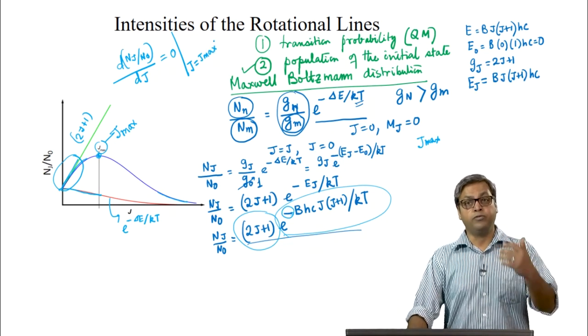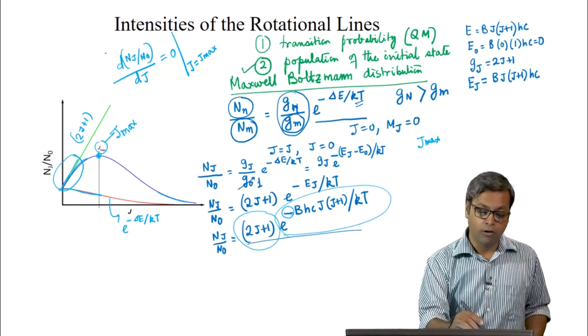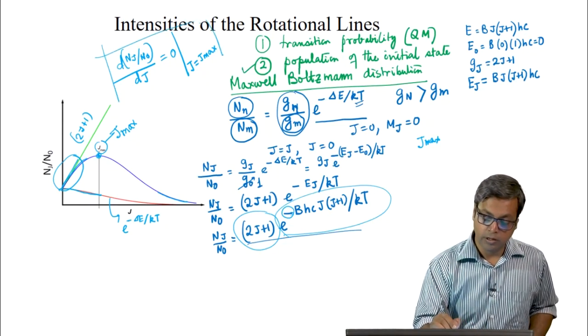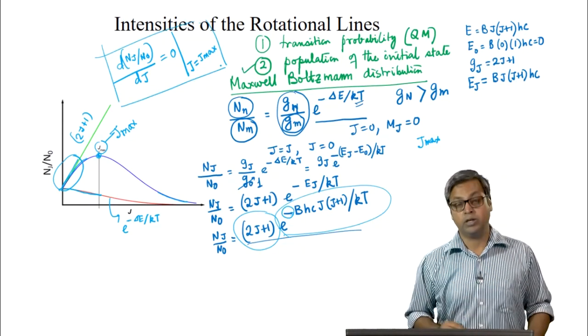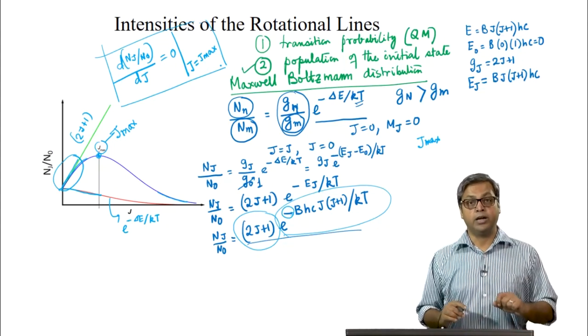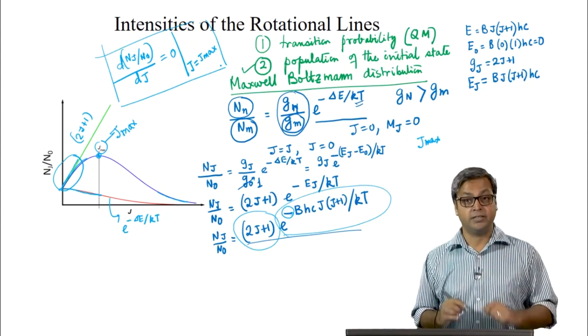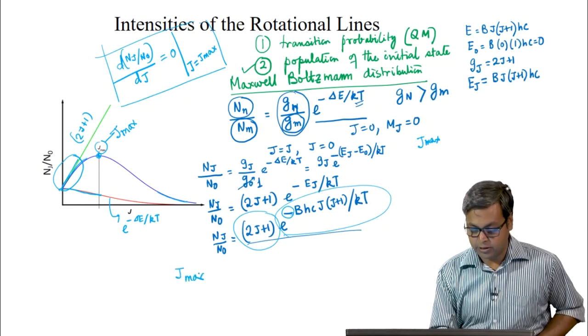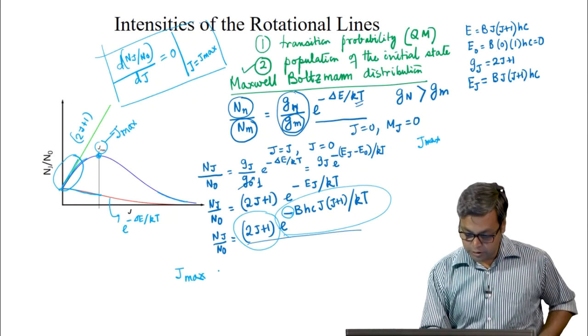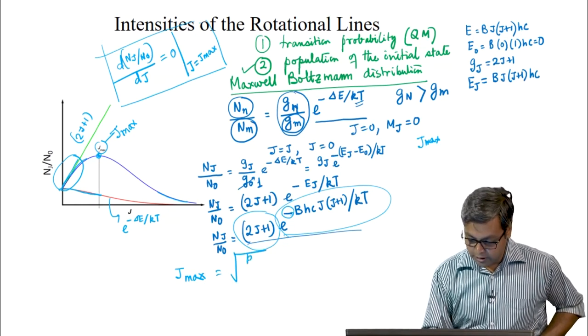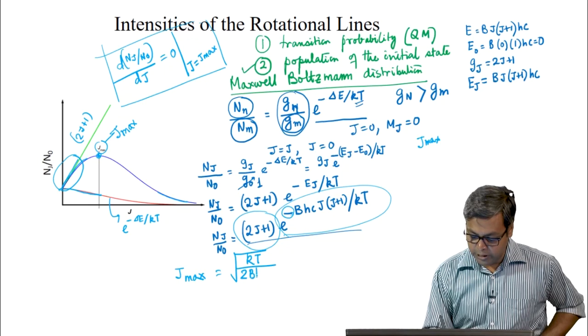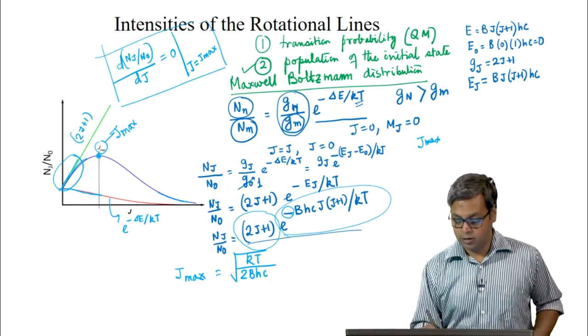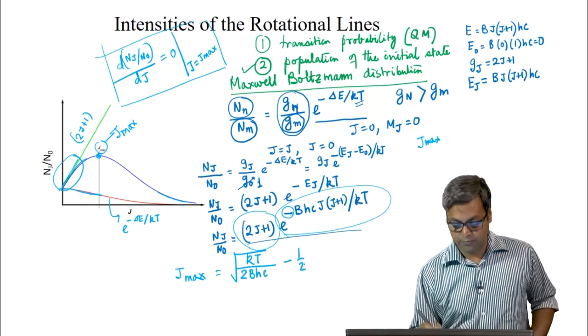So, if we solve this particular equation, we can get the value of J max, and we can see J max equals root over kT by 2Bhc minus half.